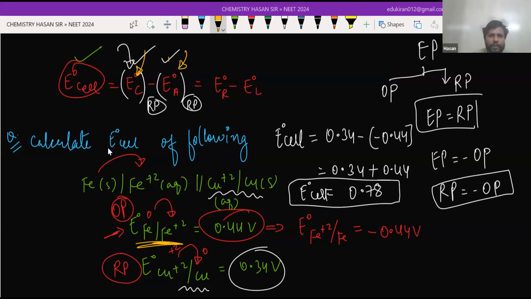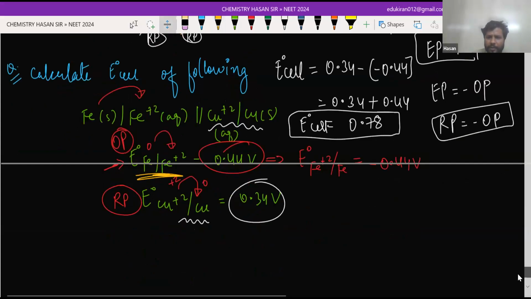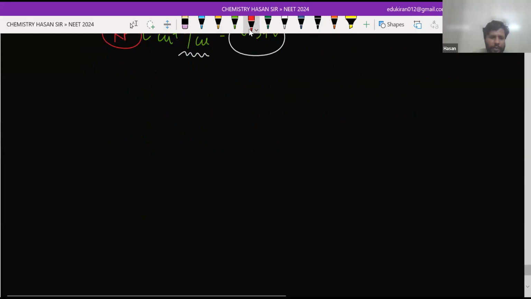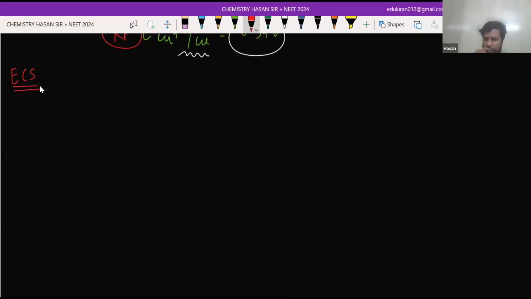Now see, I'm going to give you this ECS, electrochemical series, which is very important. If you're going to see in the electrochemical series in NCERT, fluorine is on the top. I'm going to write from the bottom. Lithium is the most negative, and then the value decreases.